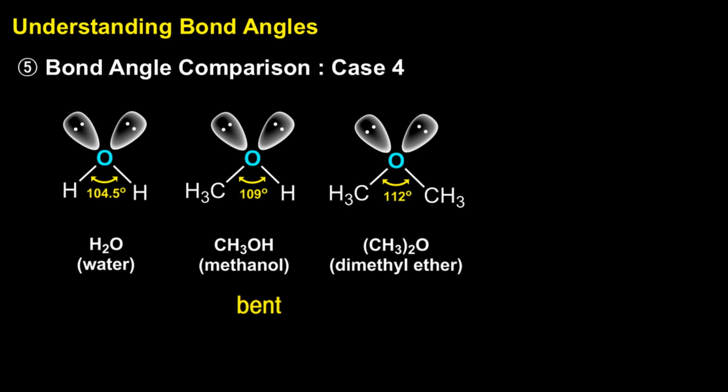Second, it has to do with lone pair repulsion. In water, there are two lone pairs on the oxygen, and they create a lot of repulsion, pulling the bonding pairs closer together. But in methanol and dimethyl ether, we're adding more bonded atoms, and that reduces the influence of those lone pairs. Less lone pair repulsion means the bonding pairs can spread out more, and that's what increases the bond angle. So in short, bulkier groups push bonds apart, and fewer lone pair effects mean wider angles.